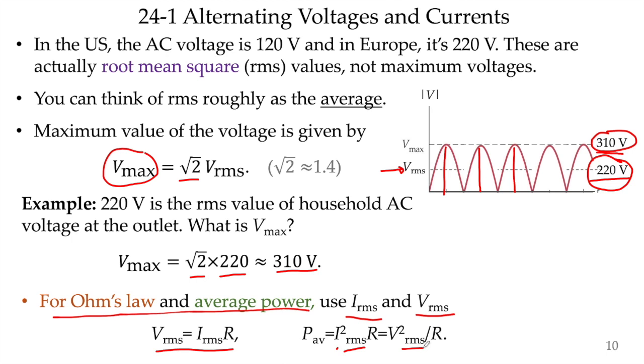So the bottom line is, practically, if you want to run some appliance or some device, the maximum values are not really important. You can think of it as running the devices with the RMS values. Of course, the maximum could be relevant if the device can handle only up to some maximum voltage, then you have to be careful about the maximum, but practically it's the RMS values.